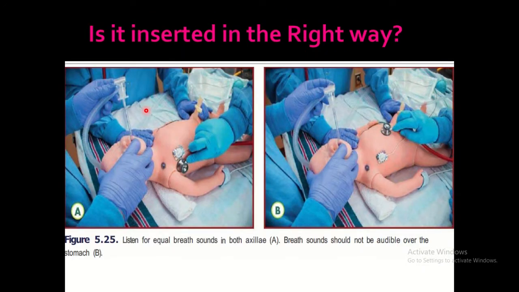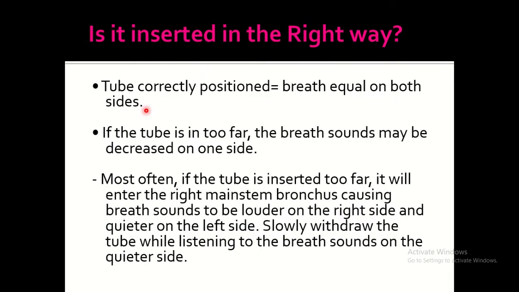How do we know it is inserted the right way? As she said, once it is inserted, we listen for the breath sounds at both the chest and near the axilla, and they should be equal on both sides. If it is audible over the stomach, you may have inserted it incorrectly through the esophagus. If it is unequal, you may have proceeded further into the mainstem bronchus, or you inserted it wrongly.